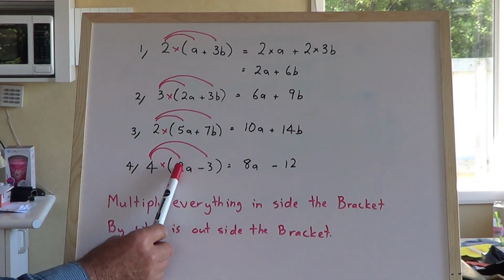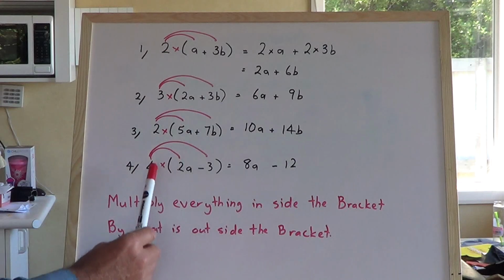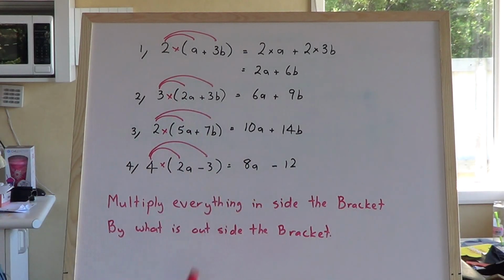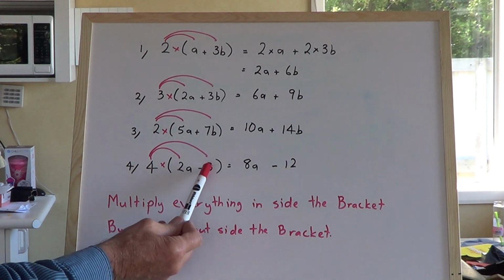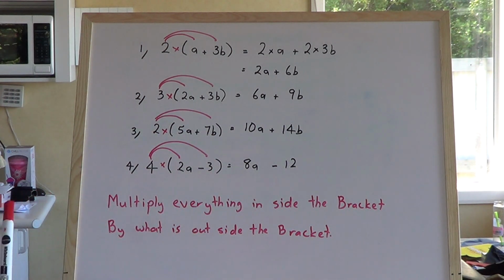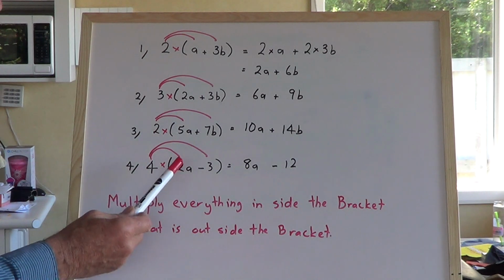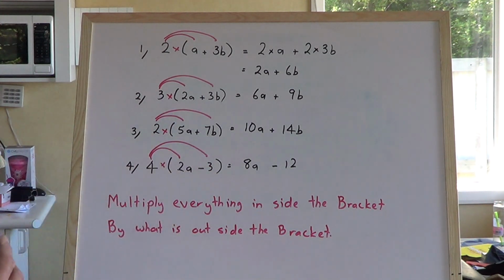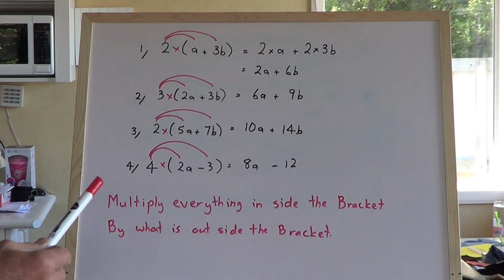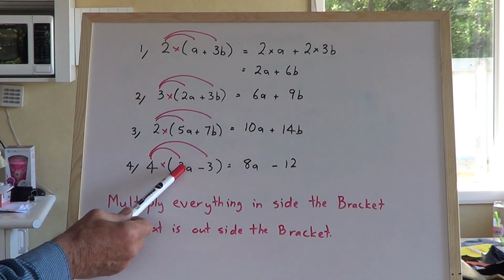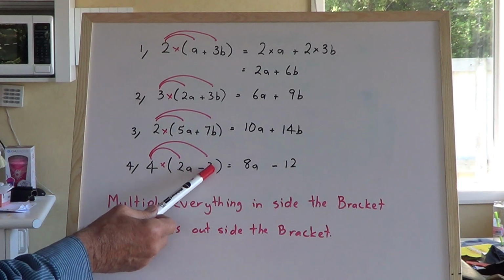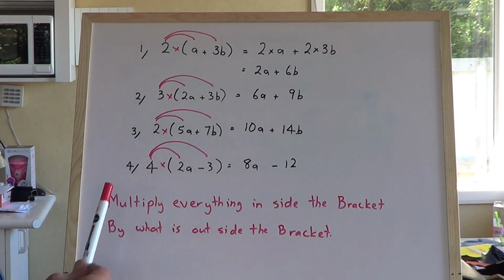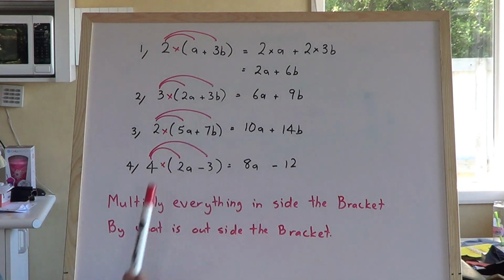You go 4 times 2 is 8A, there it is there, and then 4 times minus 3 is minus 12. Now if we go into the real world, we could regard this as a sack which contains 2 apples and a bill for $3. This would mean we would end up with 8 apples and 4 bills for $3. So we would end up owing $12.